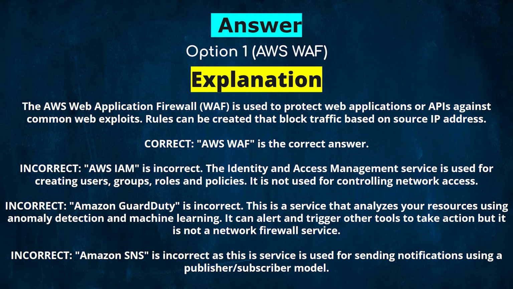Amazon GuardDuty is incorrect. This is a service that analyzes your resources using anomaly detection and machine learning. It can alert and trigger other tools to take action, but it is not a network firewall service. Amazon SNS is incorrect, as this service is used for sending notifications using a publisher or subscriber model.